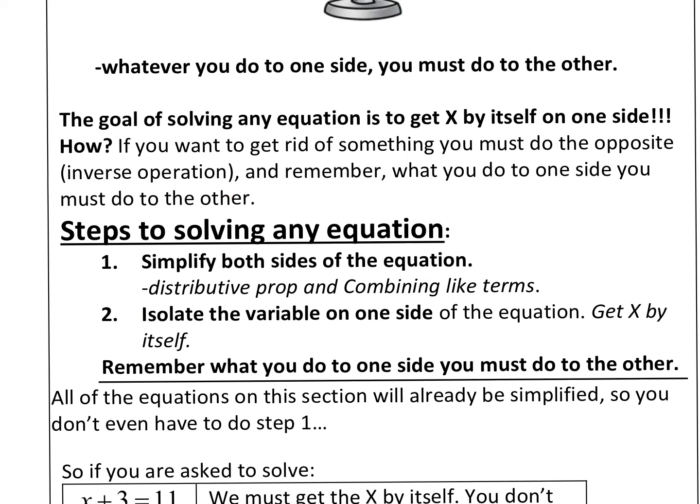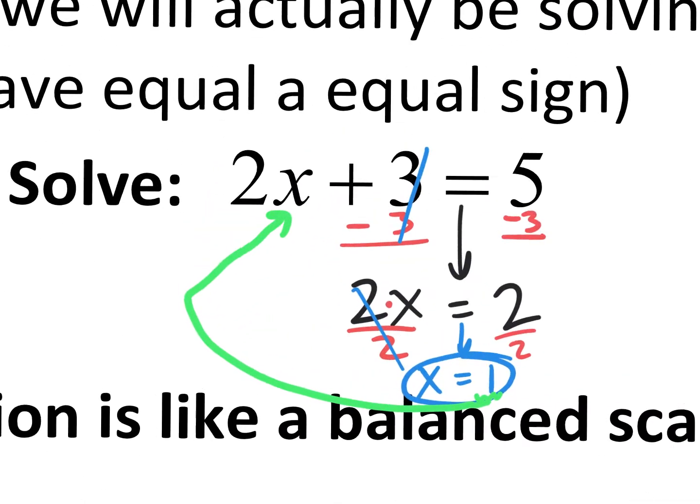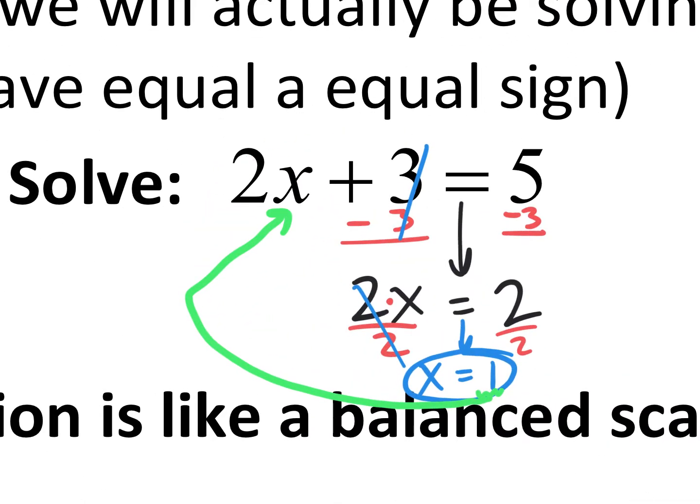Now, here are the 2 steps to solving any equation. These are the notes for the whole chapter, for the whole unit 2. Step 1, simplify both sides of the equation: distributive property and combining like terms. That's what I mean by simplify. And step 2, isolate the variable on one side. What does that mean? Get x by itself. And how do you do that? You get rid of things by doing the opposite, and what you do to one side, you must do to the other. And of course, like I said, in this section we will not even have step 1 because all of them are already simplified, right? Like up here, there was no distributive property where I have to distribute the 2 inside of parentheses. That will happen later, but not today, okay?